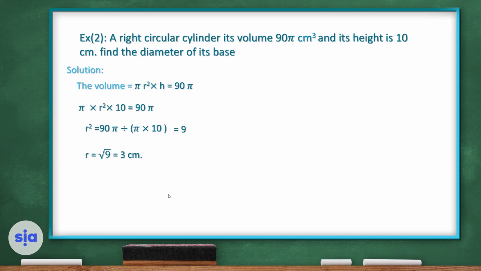So the r is the square root of 9, which is 3 centimeters long. The question is asking me to find the diameter. Then the diameter is double the radius. So the diameter is 2 times 3, which is 6 centimeters long.